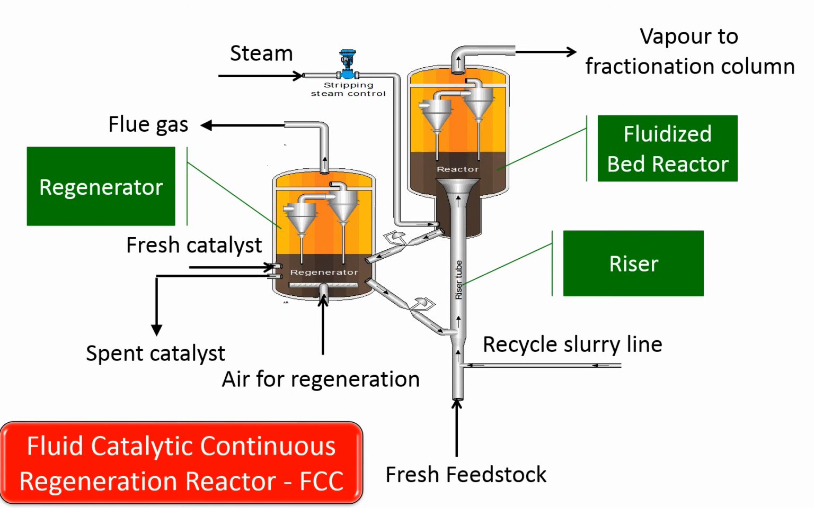Catalyst and products are quickly separated in the reactor. The product leaves the reactor at the top. The separated catalyst is drawn to a regeneration unit where it is contacted with hot air to burn off the coke, and the catalyst gets regenerated. The regenerated catalyst is circulated back to the reactor again with a small amount of fresh catalyst.